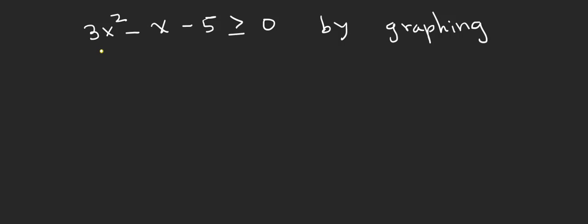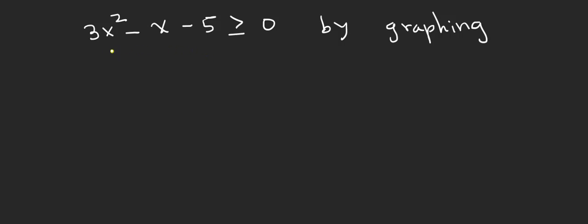Now they want us to solve 3x squared minus x minus 5 greater than or equal to 0 by graphing. And it's nice that they're asking us to solve by graphing, because this is not factorable. And you probably have to use the quadratic formula to get the x values. If you don't use graphing, this problem can be very nasty. So how do we solve by graphing?